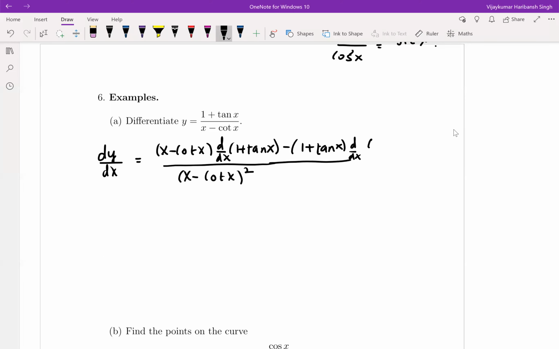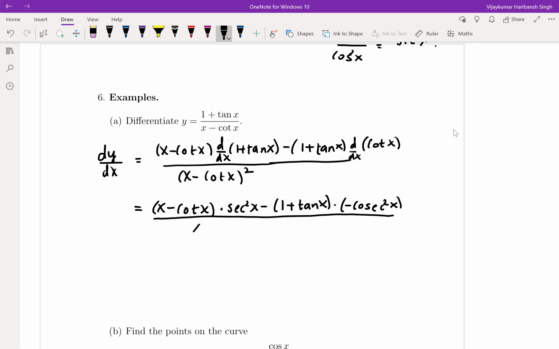Now let's employ the derivative. So x minus cot x will remain as it is. There's no derivative taken there. Derivative of 1 plus tan x: derivative of 1 is 0, derivative of tan x is secant square x. Then you get minus 1 plus tan x, and the derivative of cotangent x is minus cosecant square x, over x minus cot x squared.